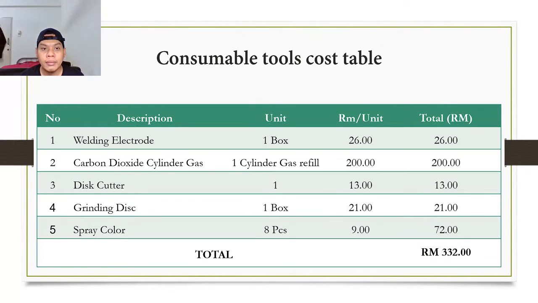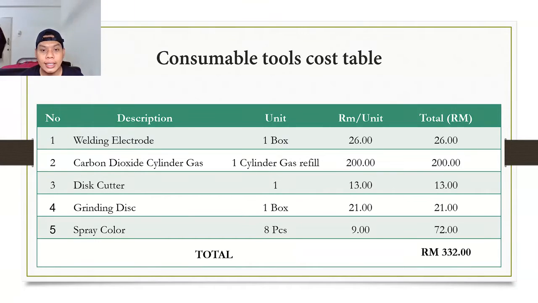Okay, now I will explain the consumable tool cost table for our Fans of Futsal project. The first one is welding electrode. We buy one box and the price is 26 ringgit. The second one is carbon dioxide cylinder gas. For the gas, we just refill it and it costs 200 ringgit.